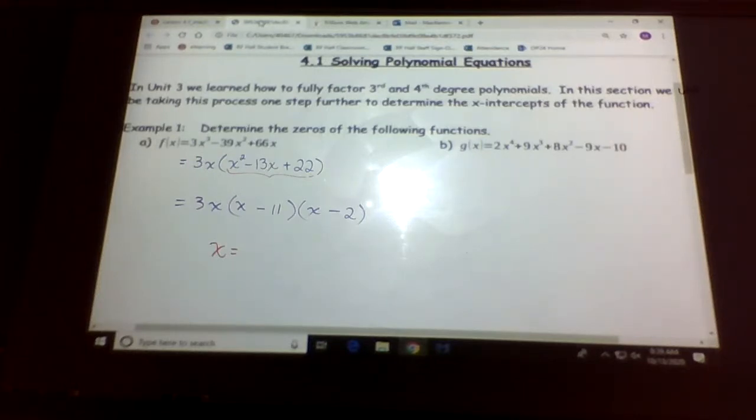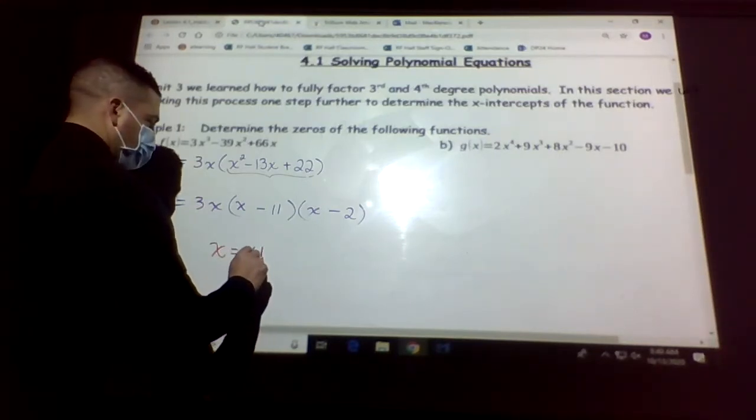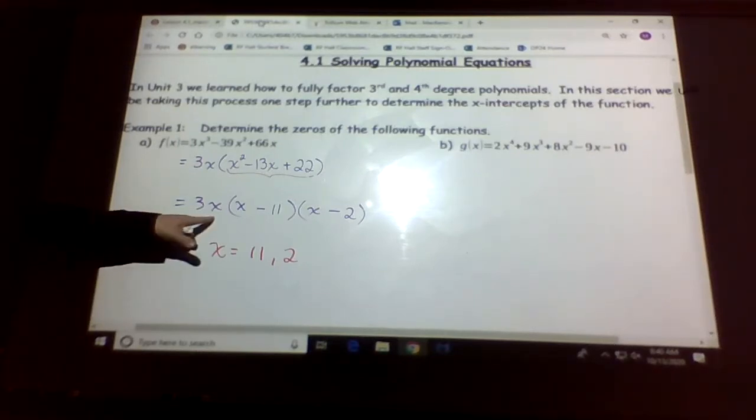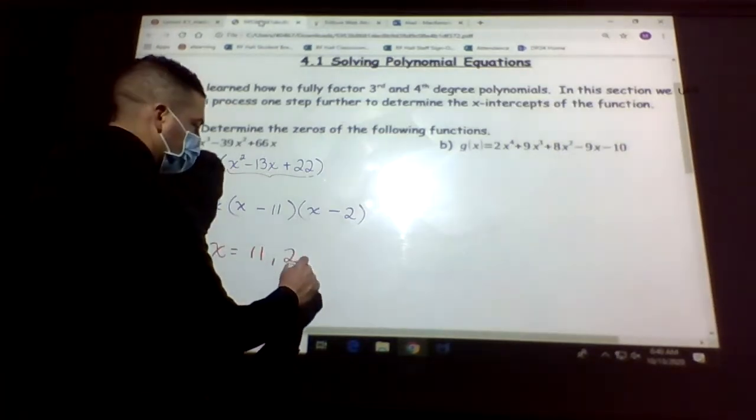So what are the zeros here? Michael? 11 and 2. Okay, close. You're correct. What's the last one? Let's go. Clara? 0. Good. So this one here is 0. Whenever you have a letter or a term in front of the bracket, there's an x there. This one's 0. So 11, 2, and 0.